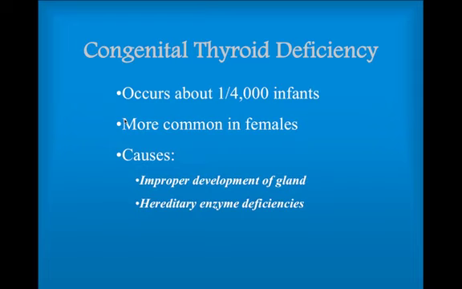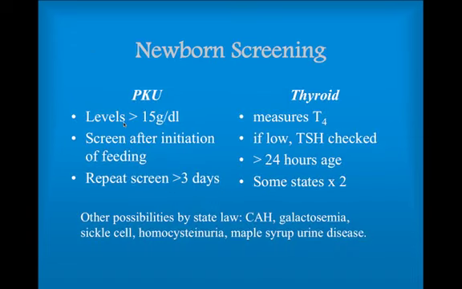So that can occur, but there can also be hereditary enzyme deficiencies that prevent the normal production of thyroid hormone in the thyroid itself. So the thyroid may be normal in terms of its configuration and size, but the enzyme deficiencies may prevent it from functioning normally.